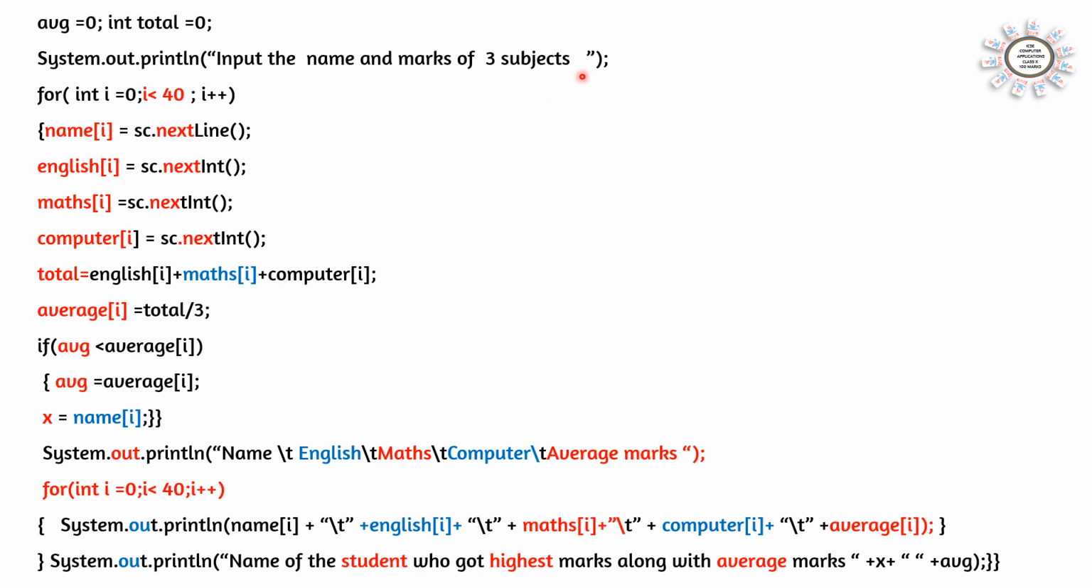Here we are giving the proper message. We are giving the message in the beginning. That means this message will be printed only one time. If we give the message inside the loop, 40 times the message will be printed.